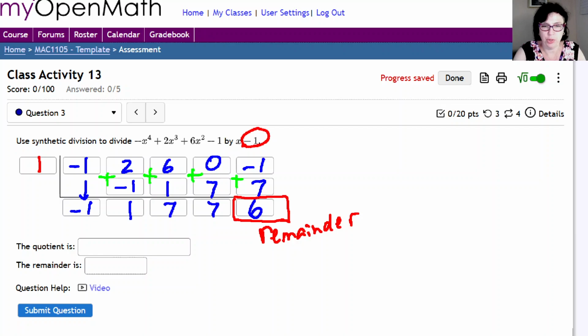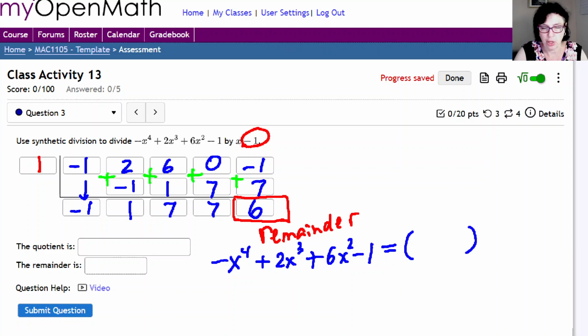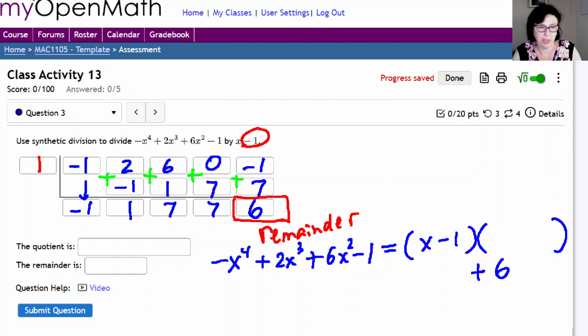What that tells you is that your original polynomial, so this -x to the fourth plus 2x cubed plus 6x squared minus 1, can be written as, first comes the divisor. So what we were dividing by was x minus 1. So we're going to put x minus 1 right here. Then comes the quotient, which we're going to get to in a second, but then plus remainder. And that remainder is, in this case, going to be plus 6. So that is going to go in this box.